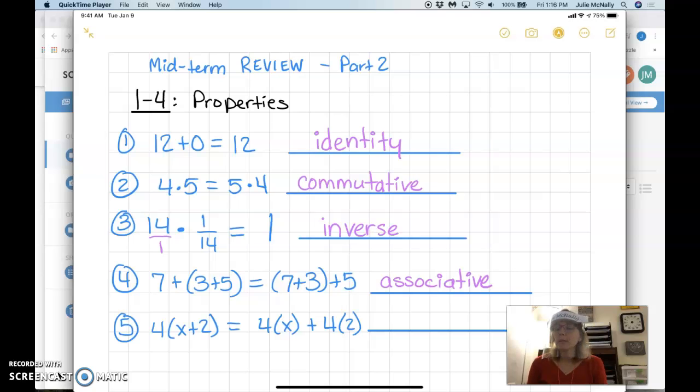And then the last one, I heard somebody say, distributive. Good. That means we took what was outside the parentheses and we multiplied it on everything inside the parentheses. And that's the distributive property. Okay, copy this down and we'll be right back.